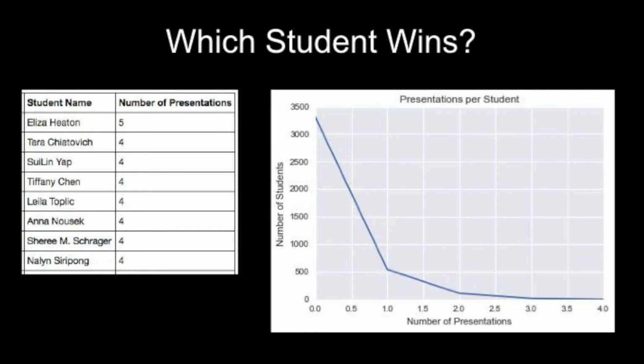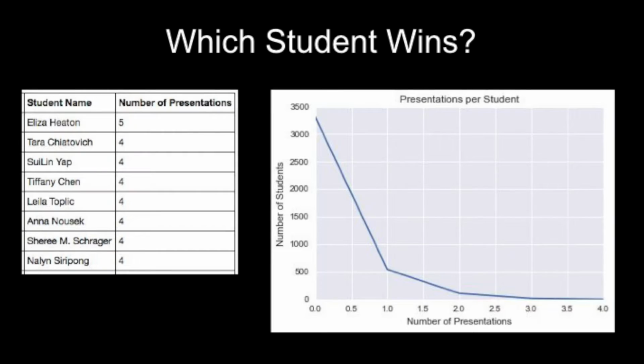Okay, so similarly, we saw which advisor won. So which student has won Ruhlman over the past 20 years? The student is Eliza Heaton, who has presented 5 times at Ruhlman, so go her. There are then quite a few students who have presented 4 times, and then a few that present 3, and as you can see in the graph next to it, it drops significantly, and most of the students have presented only once.